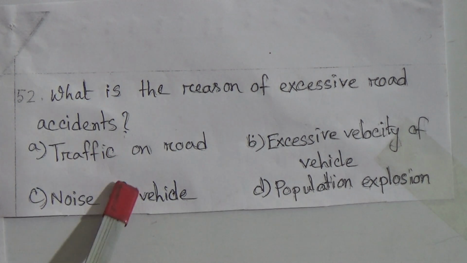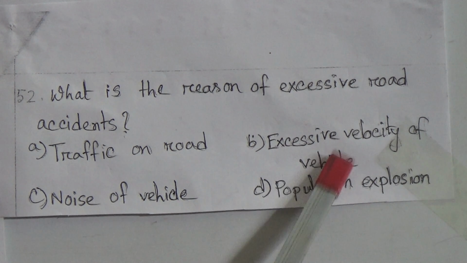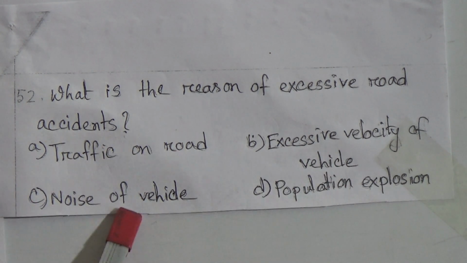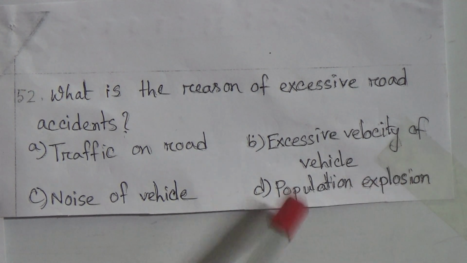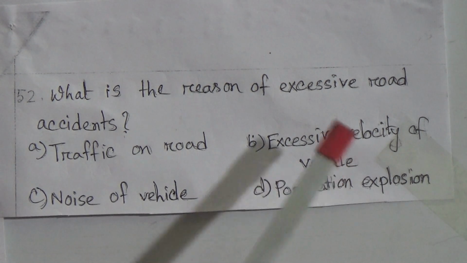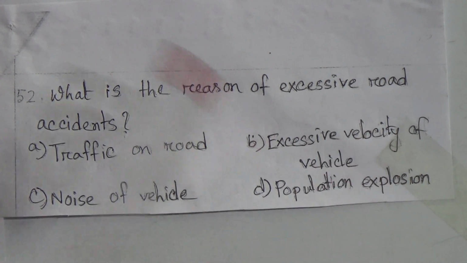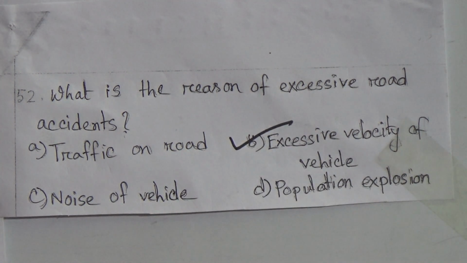Option A, traffic on road. Option B, excessive velocity of vehicle. Option C, noise of vehicle. Option D, population explosion. Dear students, we know the reason of excessive road accidents is excessive velocity of vehicles. That means our correct answer is option B. So put a tick mark on option B.